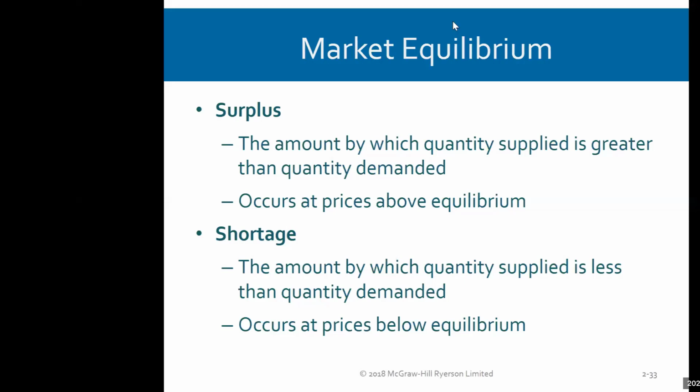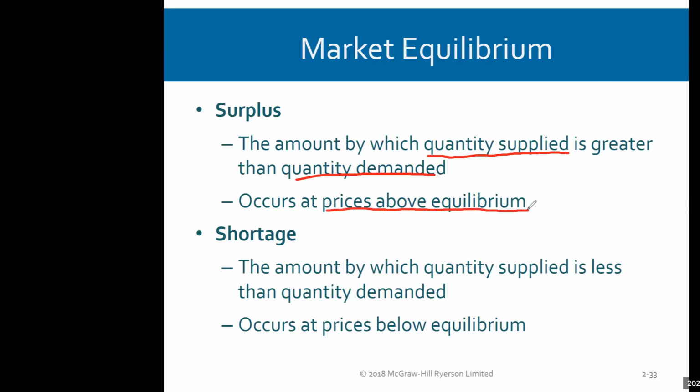So when we're not in equilibrium, let's take off from that point. What exactly is a surplus and a shortage? Well, here we've got them defined. The surplus is the amount by which quantity supplied is greater than quantity demanded. So in other words, it's where producers have more product than people want to buy at that particular point in time. And they say it occurs at prices above equilibrium.